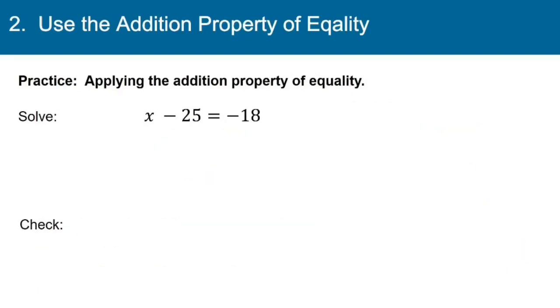Now here's one you can try by yourself, so pause the video and try it on your own. And now I'm going to go through this with you. Here we have x minus 25 equals negative 18. So we want to isolate the x, and that means we want to eliminate the minus 25. So the opposite of minus 25 is plus 25. So you want to show that you're adding 25 to both sides.